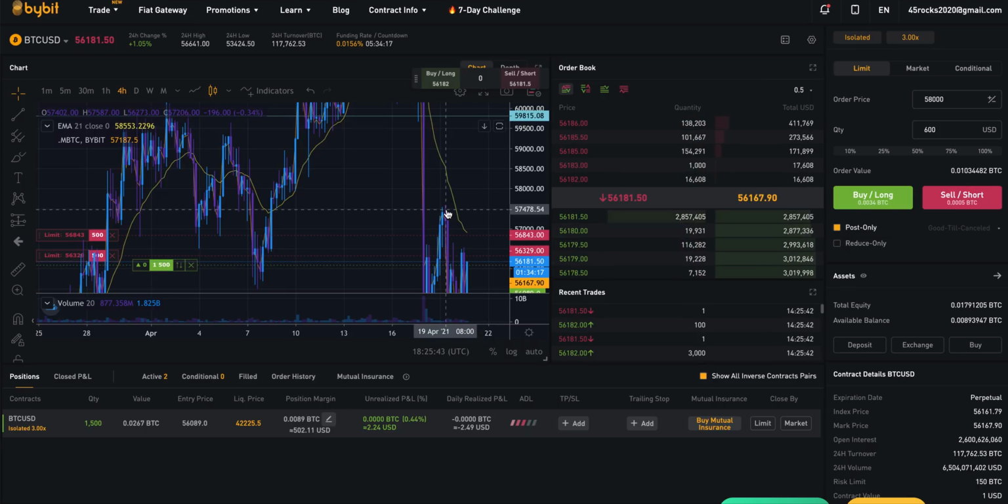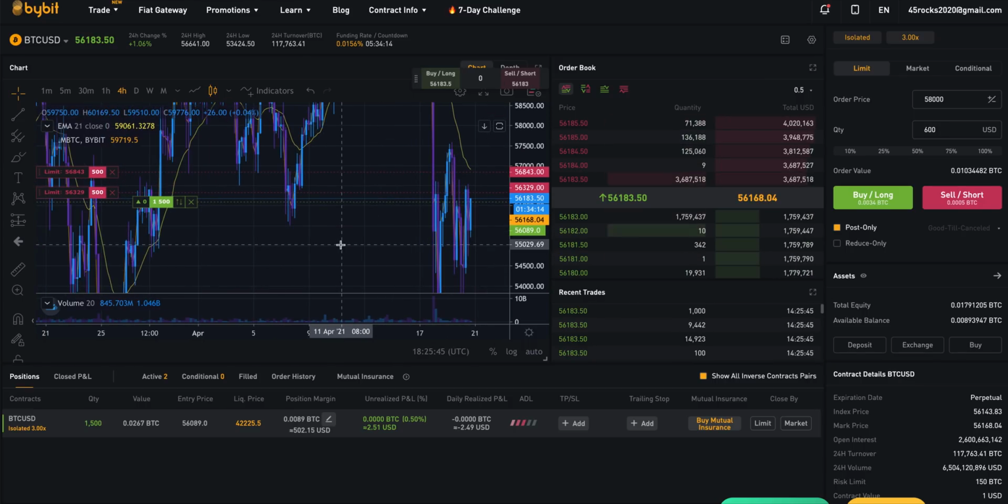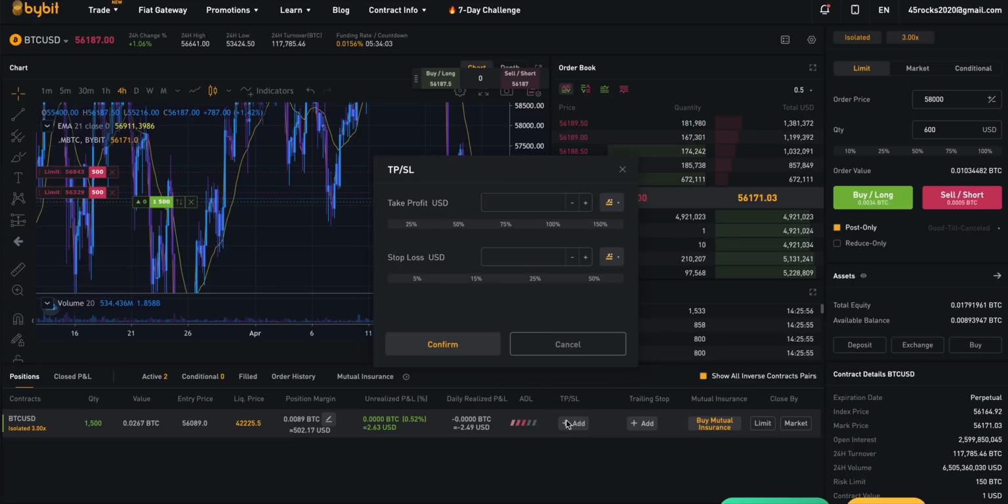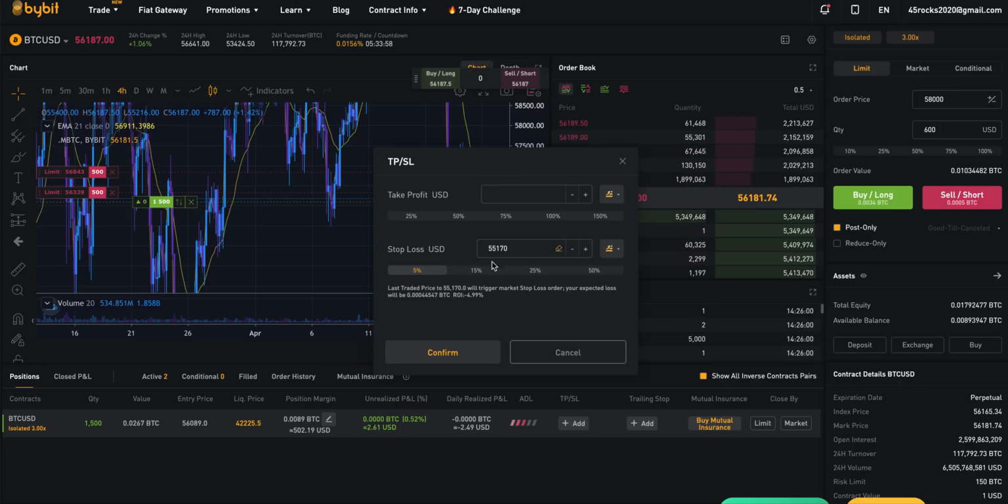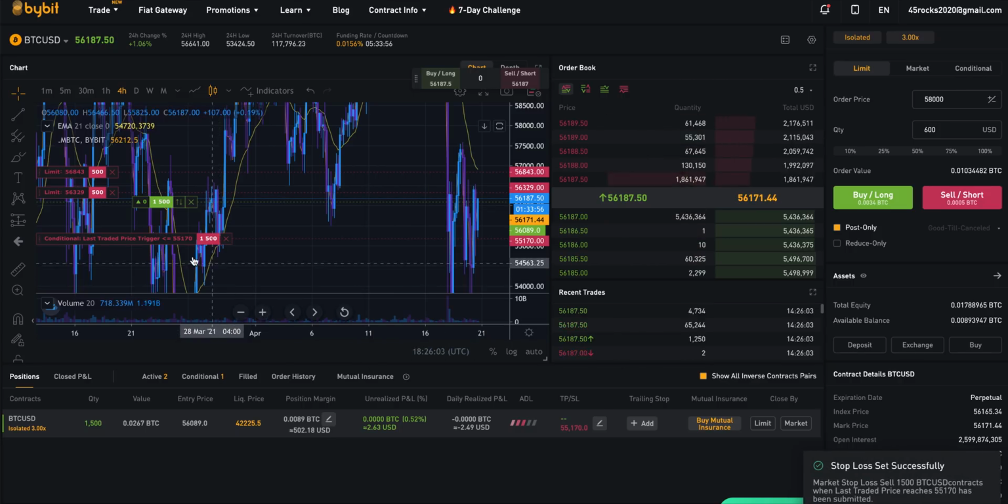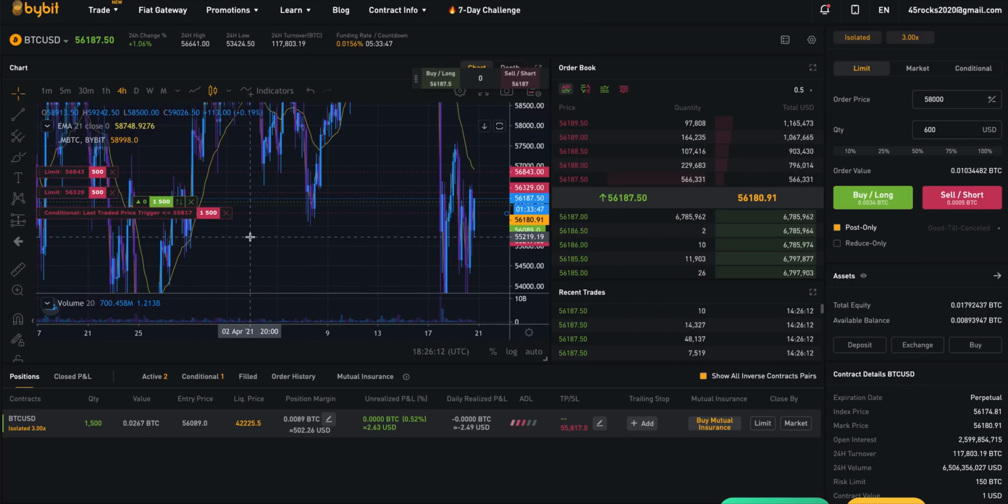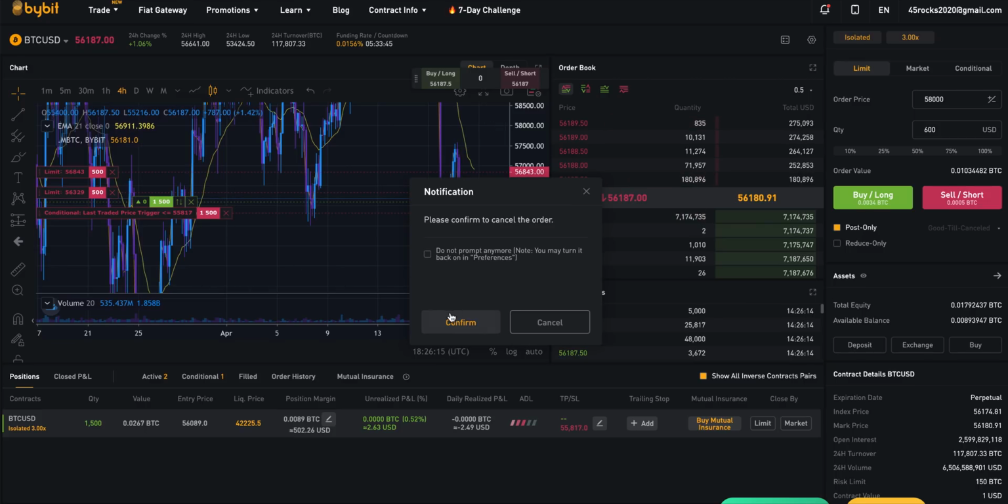So let's talk about stop losses. Stop losses are best to do as market orders, because if you're doing limit orders, there's a chance that they won't get filled and you won't be able to get out of your trade in time. The easiest way to do a stop loss is coming down here to TP/SL and clicking add, okay? And then the stop loss is right here. What percent stop loss do you want? Do you want a 5% stop loss? Go ahead and click confirm. This will give you a stop loss, okay? And then if the price comes down to this level, it will close you out of your trade, okay?